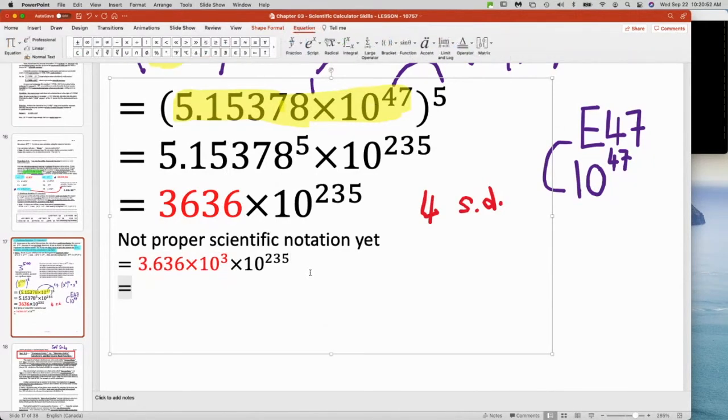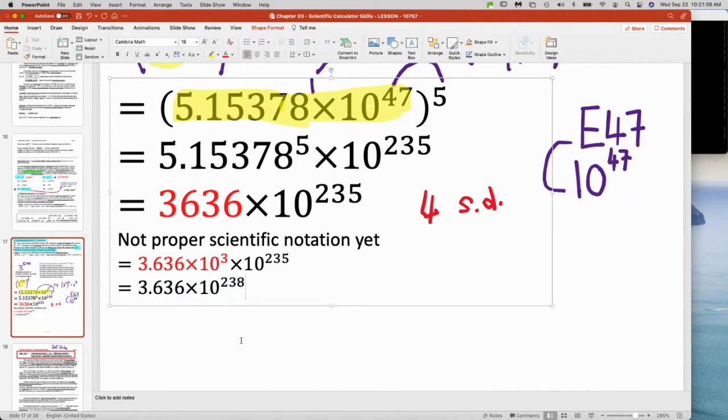And then we can count how many 10s we have. So how many 10s do we have in total? It's not 235. What is it? How many 10s do we have in total? 238. Thank you, Tamirlan. We are good to go. Look at that.